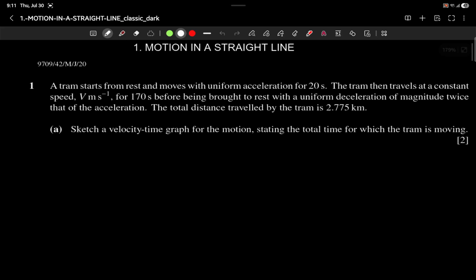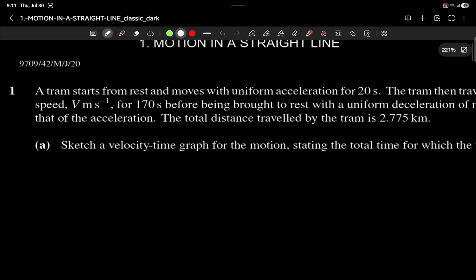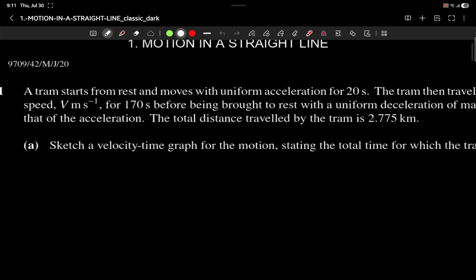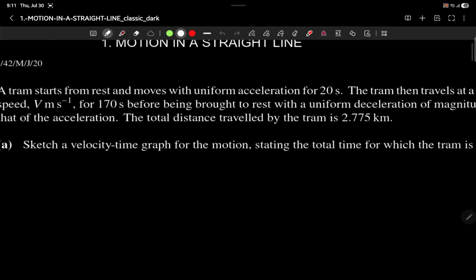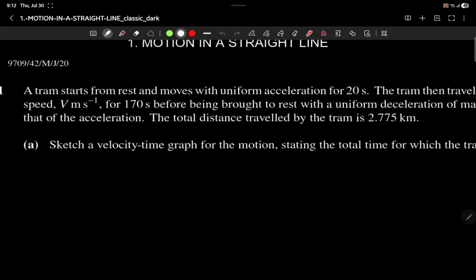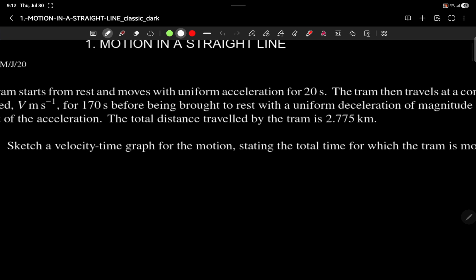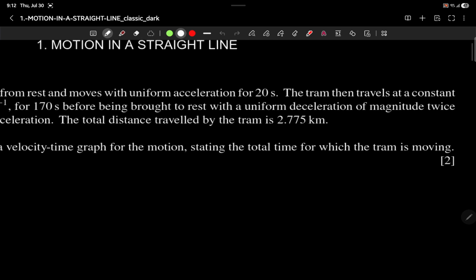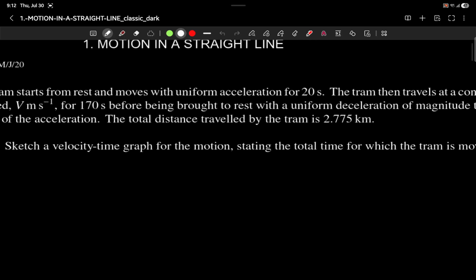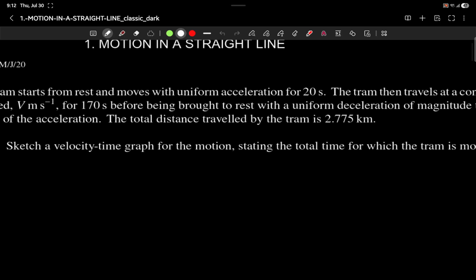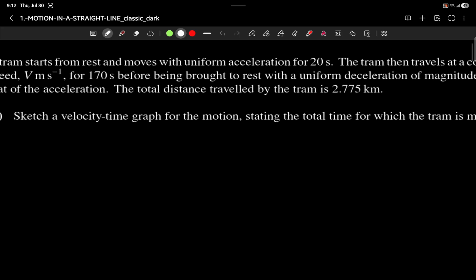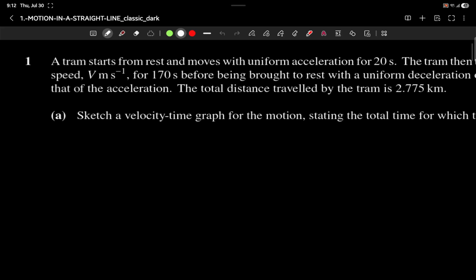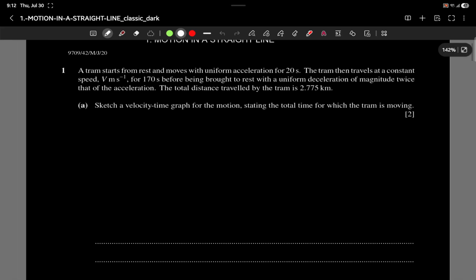So the first question is from 2020, variant 2. A tram starts from rest and moves with uniform acceleration for 20 seconds. The tram then travels at a constant speed v meters per second for 170 seconds before being brought to rest with a uniform deceleration of magnitude twice that of the acceleration. The total distance traveled by the tram is 2.775 kilometers. The first part states: sketch a velocity-time graph for the motion, stating the total time for which the tram is moving. So we have to sketch a velocity-time graph.